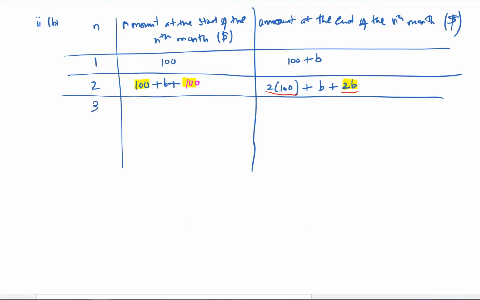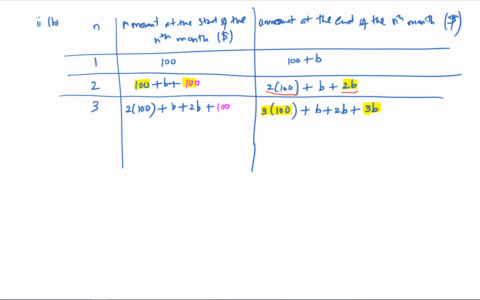So what happened in the third month? You have 2 times $100 plus B plus 2B. I do not want you to simplify because I want you to see a pattern. I could add B with 2B, but I don't want to do that. Plus this extra $100, so now I have a total of three $100. So three $100 plus B plus 2B. Now for this, I have 3B bonus, based on these three $100, at the end of the month.